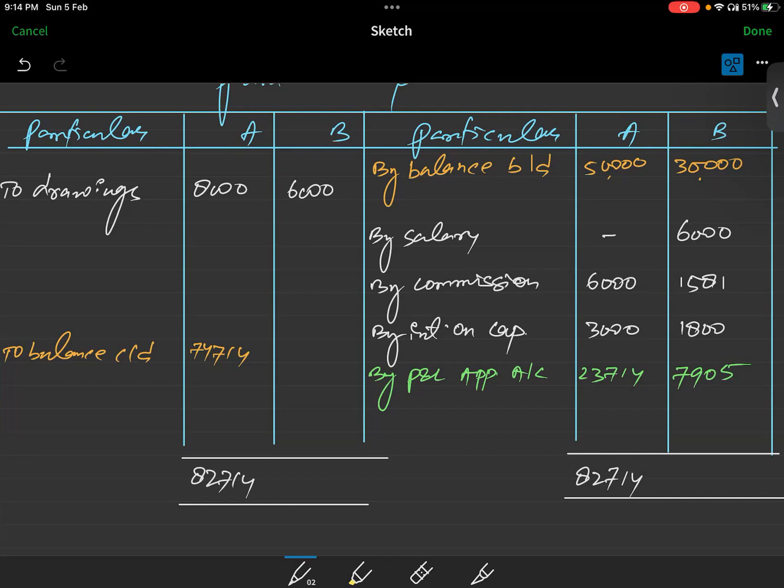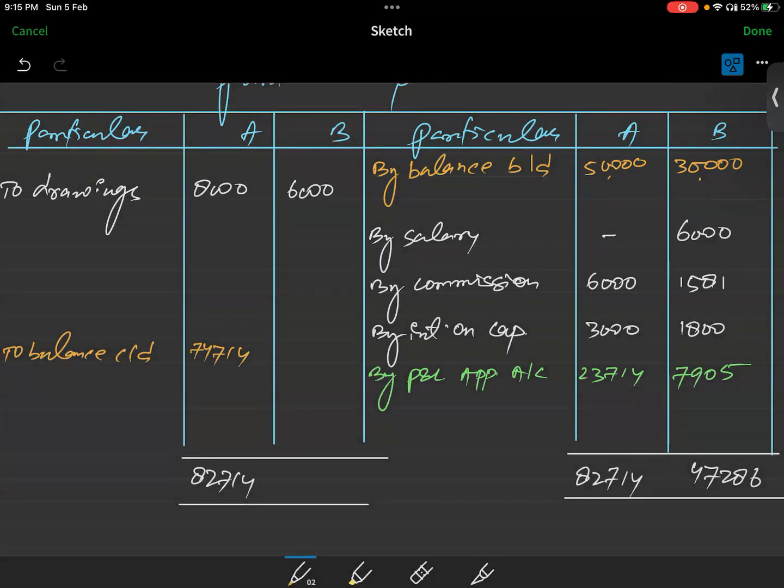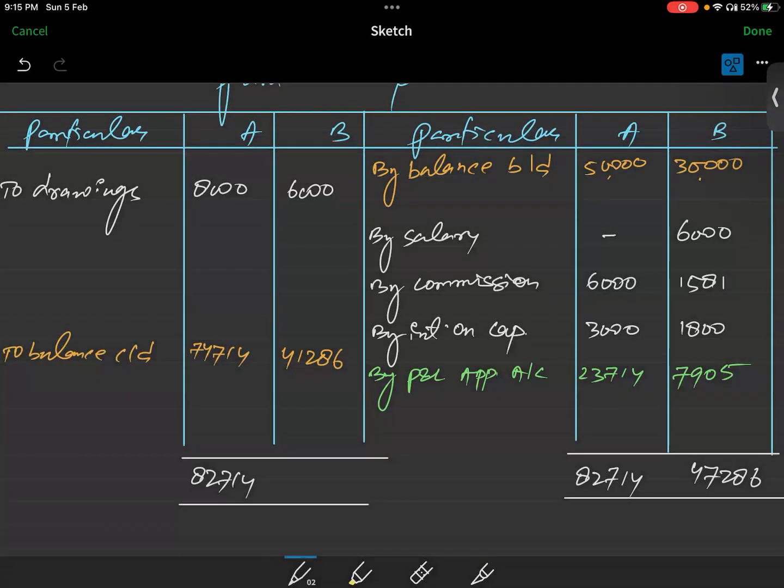And now totaling the credit side of B's capital account, we'll get 47286. And out of that, we'll subtract 6,000. After subtracting 6,000, we'll get 41286. And then totaling the debit side as well, we'll be getting 47286. Done. Since both the sides are tallying, that means we did the question correctly.